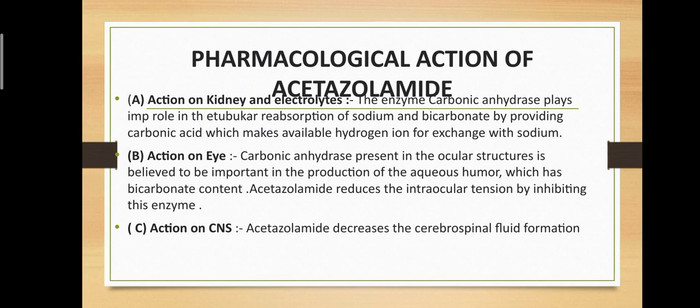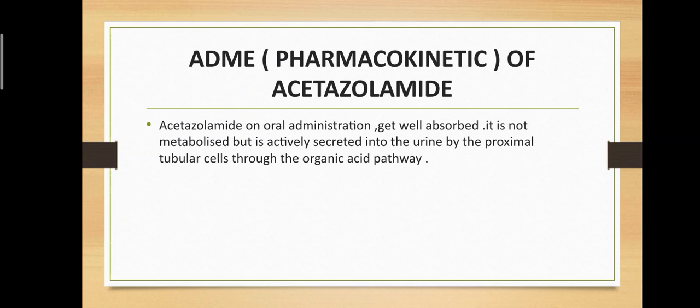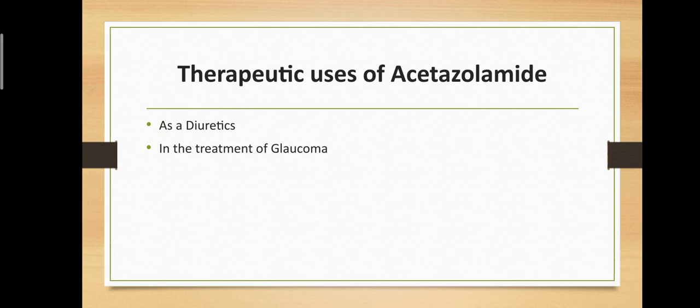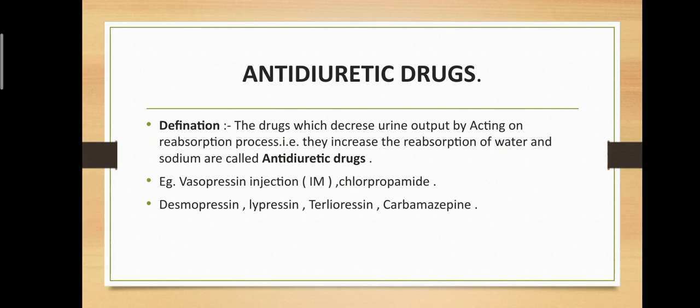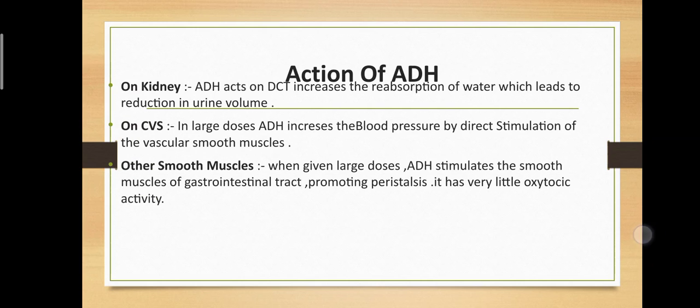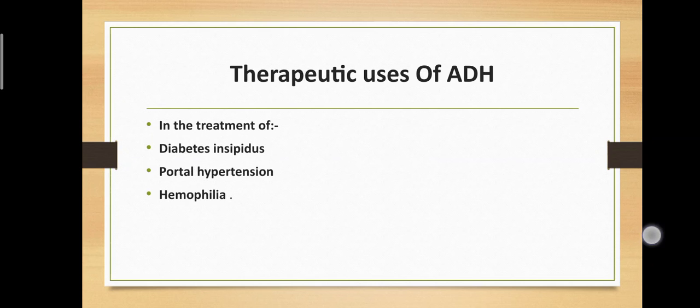Pharmacological actions of acetazolamide: action on kidney, action on eye, action on CNS. ADME of acetazolamide, adverse effects of acetazolamide. Therapeutic uses of acetazolamide: the main use of acetazolamide is as a diuretic. Antidiuretic drugs definition: the drugs which decrease urine output by acting on the reabsorption process. Antidiuretic hormone ADH, action of ADH, therapeutic uses of ADH.